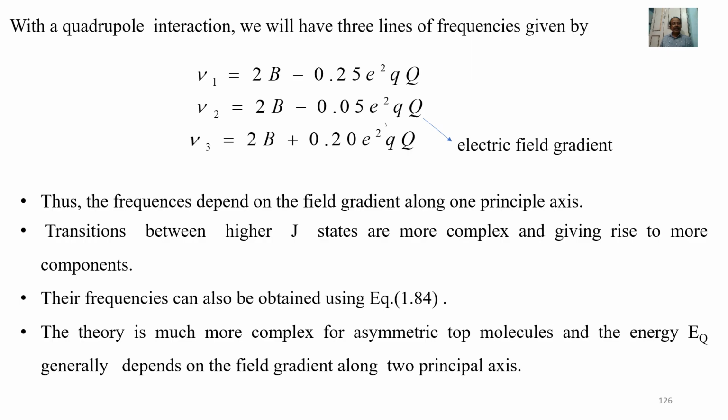Transitions between higher rotational states are more complex, giving rise to more components. Their frequencies can also be obtained using the same equation, equation 1.84. The theory is much more complex for asymmetric top molecules, and the energy E_Q generally depends on the field gradient along two principal axes.